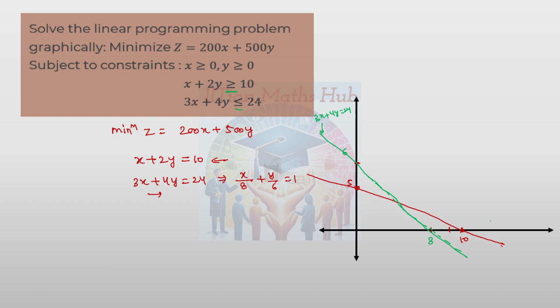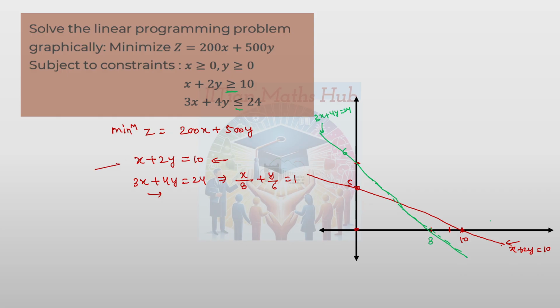This red color one is the line which is x plus 2y is equal to 10. The same method we're going to do, that is, check the random points. Check 0 0 first, right? This time you can directly check 0 0 because 0 0 is below the red line. So 0 0 we can check.